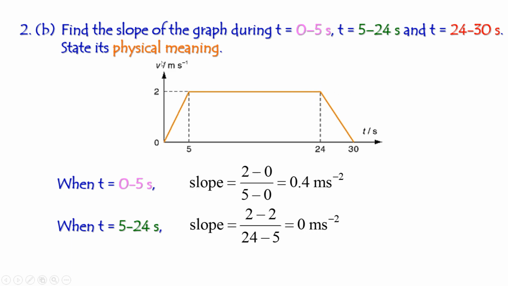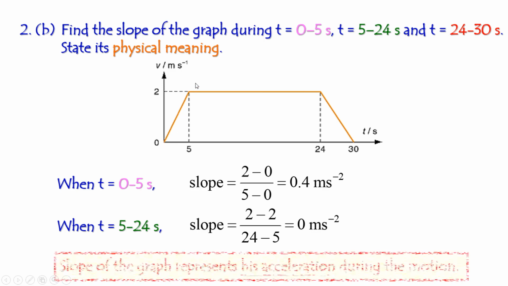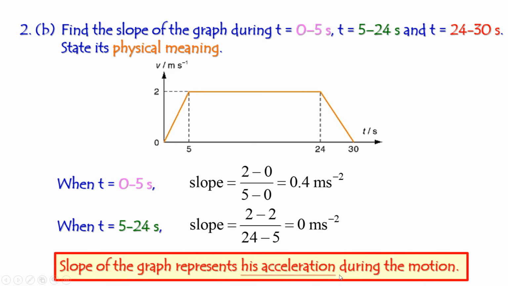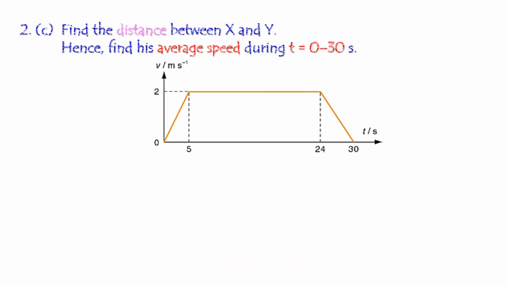And what is the physical meaning of the slope? The slope of a speed time graph should be equal to the acceleration of the object. That means the slope of the graph represents his acceleration during the motion. And you can check with the unit. The unit is meter per second square. This should be the unit for acceleration, right?